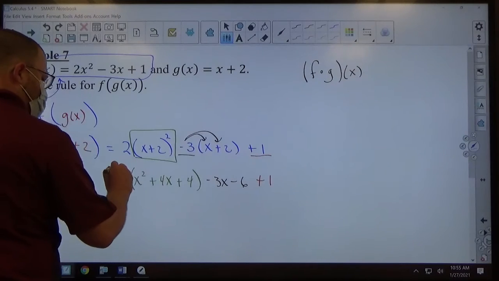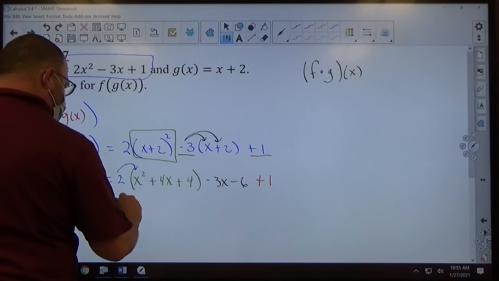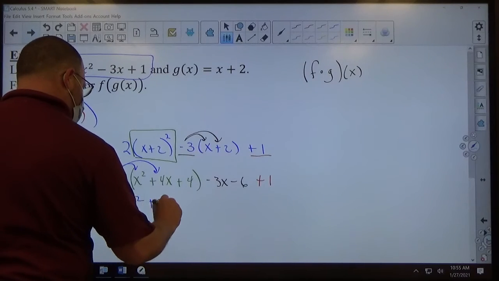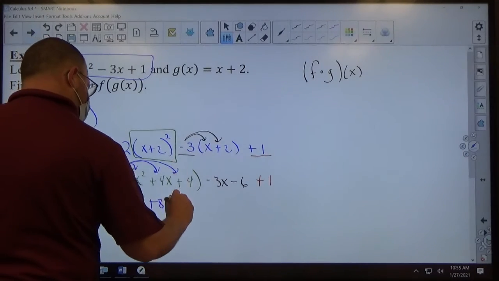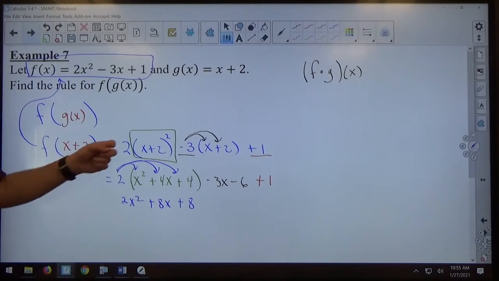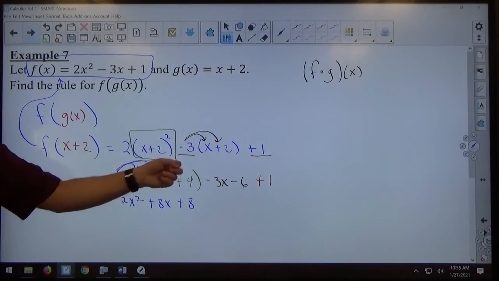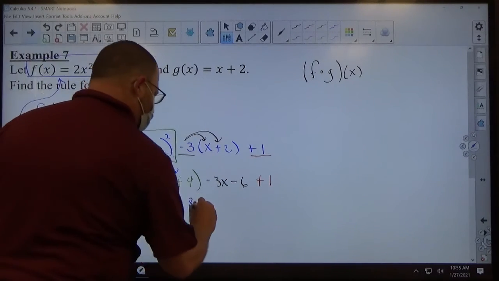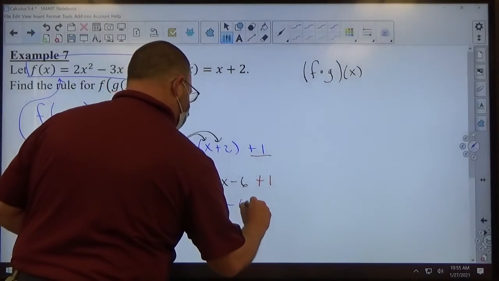If I distribute this 2 through, now I'm going to get 2x squared plus 8x plus 8. It's kind of following the order of operations here. Powers first, multiplication second, right? Okay, just algebraically we can do what we can do. Then I've still got my minus 3x minus 6 plus 1.